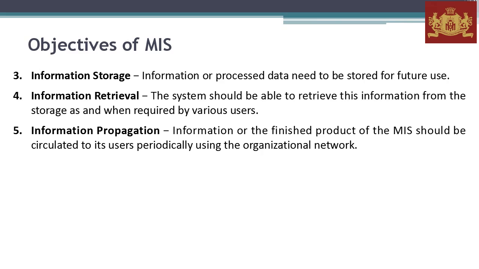Information storage: information or processed data needs to be stored for future use. Information retrieval: the system should be able to retrieve this information from the storage as and when required by various users. Information propagation: information or the finished product of the MIS should be circulated to its users periodically using the organizational network.